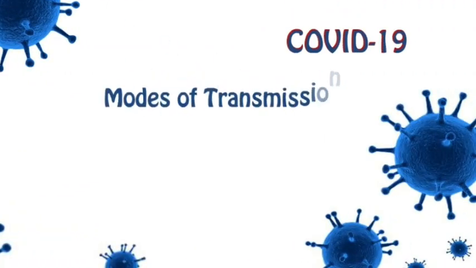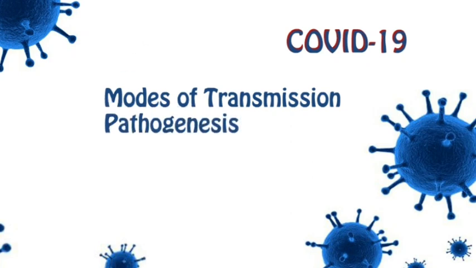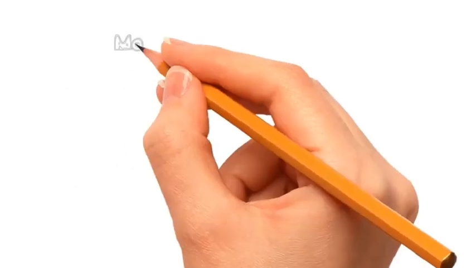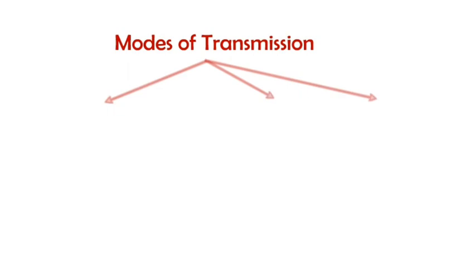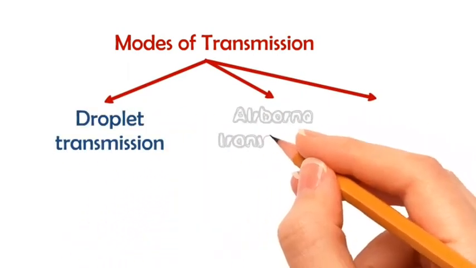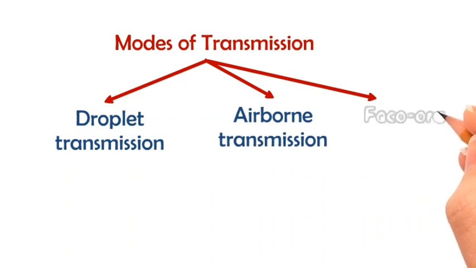In this video, we shall learn about the modes of transmission, pathogenesis, and symptoms of COVID-19. The virus can spread to a healthy person via droplet transmission, airborne transmission, or fecal-oral route.